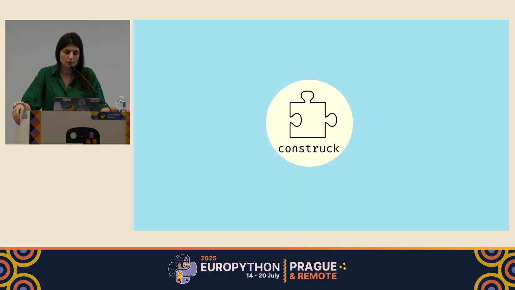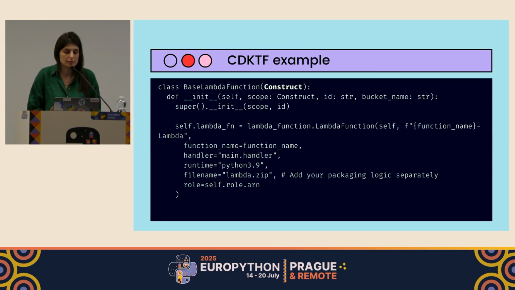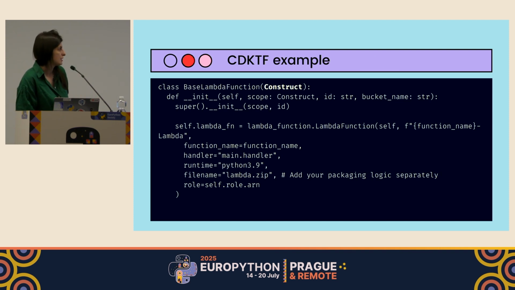So let's go over our construct. Construct is the smallest business unit in Terraform CDK. What does it mean? As I mentioned, it can be a representation of, for example, the smallest business units that you want to run. And usually it can be defined as here, that we can just define class, base lambda function, construct.